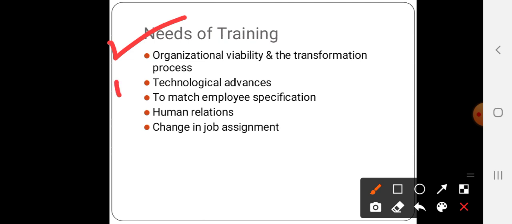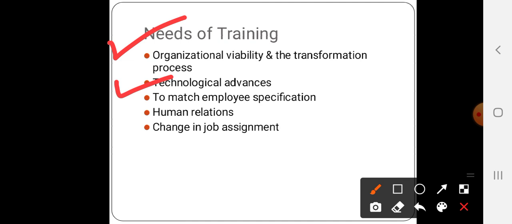Next is technological advances. Every organization, in order to survive and to be effective, should adopt the latest technology. Organizations should train the employees to enrich them in the areas of changing technical skills and knowledge from time to time. So you see, change is the only thing which is constant in our life. It's not always that the situations will remain the same. No, you have to accept the change. In the same way, even organizations have to adapt.